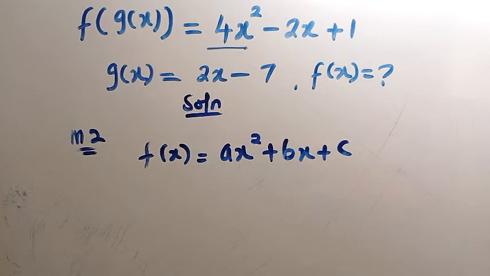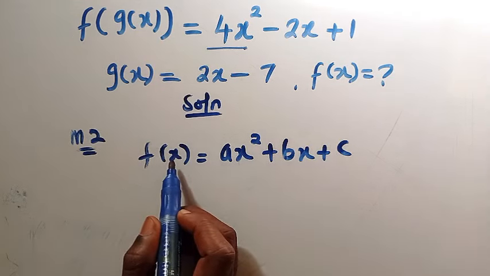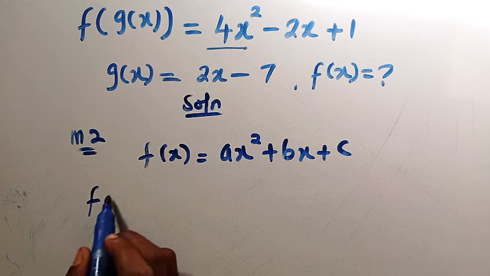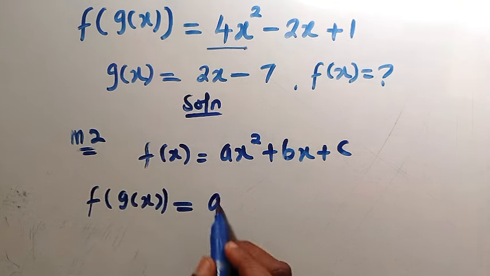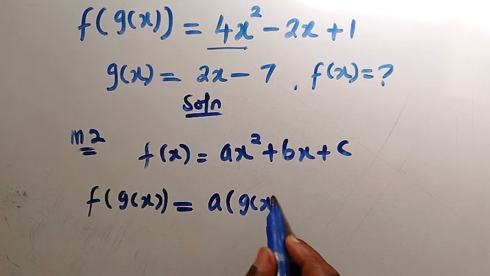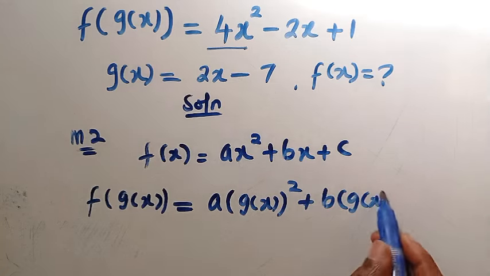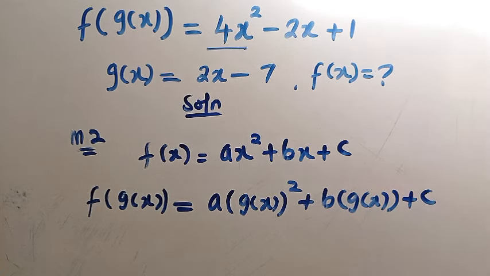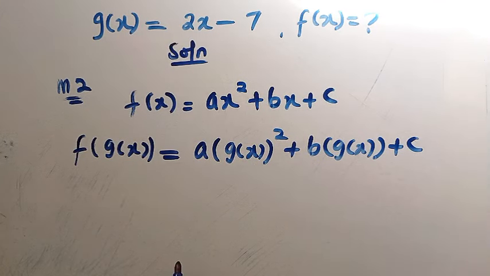Assuming this quadratic, since we have f of x here, replacing x with g of x, we are going to have f of g of x equals a times g of x squared plus b times g of x, then plus c. But g of x is given as 2x minus 7.